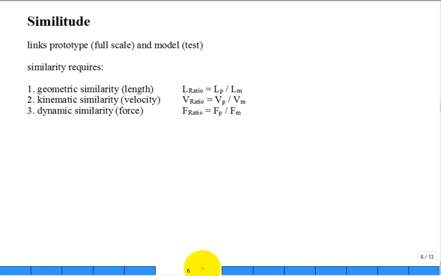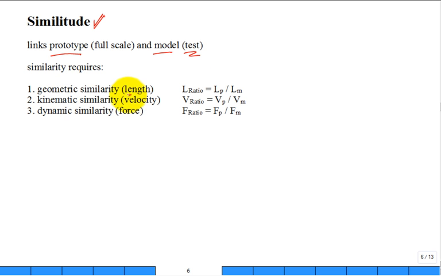Well, we go back and think about our similitude we covered in dimensional analysis. We talked about you can develop links between prototypes, full-scale devices that have fluid flow important to their behavior, and a model, something that you can test in a laboratory, often scaled much, much smaller, put it in a wind tunnel. And we talked about the similarity being required.